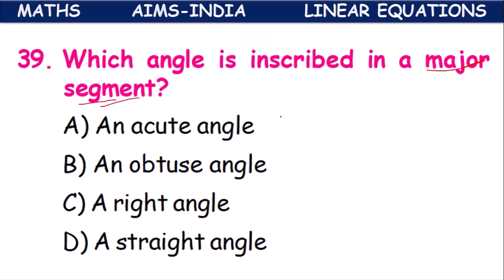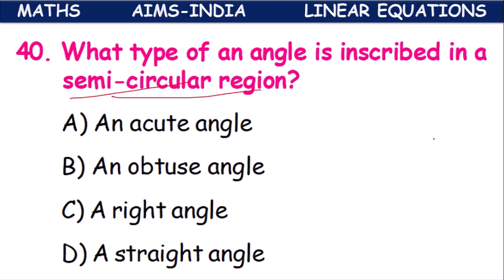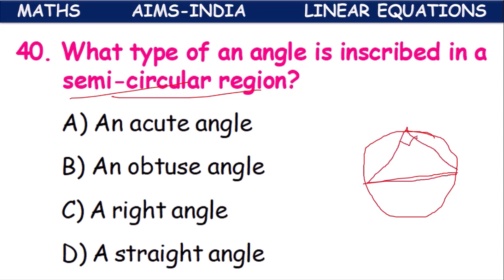In a major segment, the angle formed at the circle is less than 90 degrees. So answer is acute angle. Suppose it is a semicircle, the diameter exactly divides it into two parts, then a 90 degrees angle will be formed either upwards or downwards, because both the segments are equal. No major segment, no minor segment. So in a semicircle, a right angle will be formed.